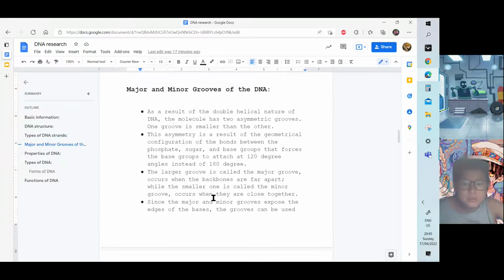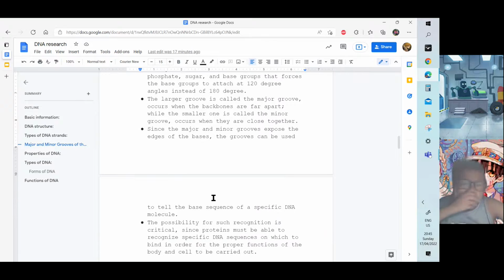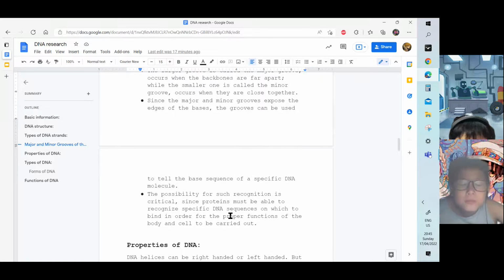Since the major and minor grooves expose the edges of the bases, the grooves can be used to tell the base sequence of a specific DNA molecule. The possibility for such recognition is critical, since proteins must be able to recognize specific DNA sequences on which to bind in order for the proper functions of the body and cell to be carried out.